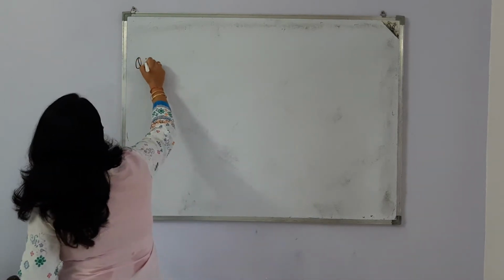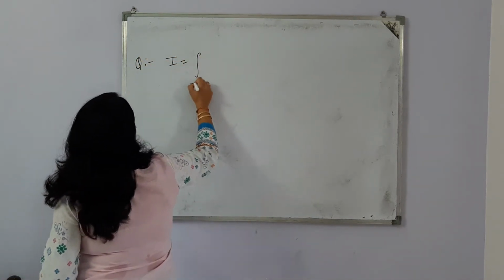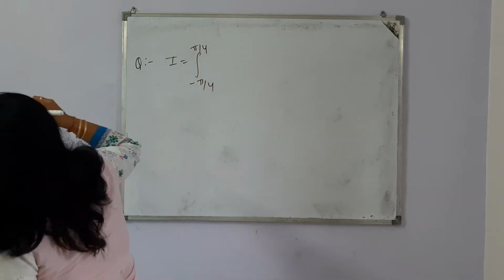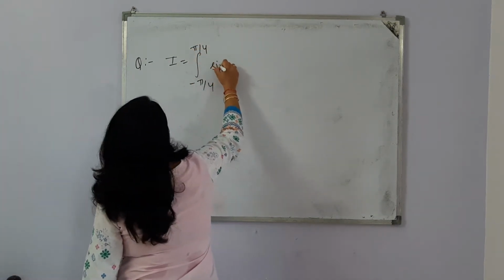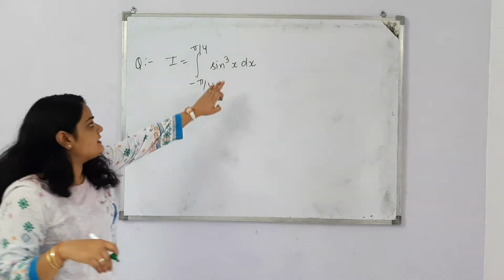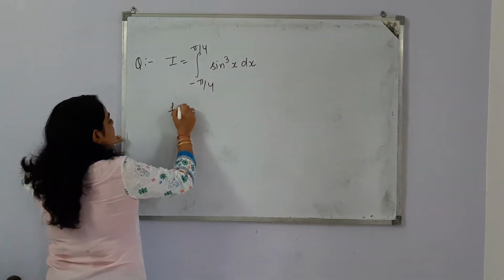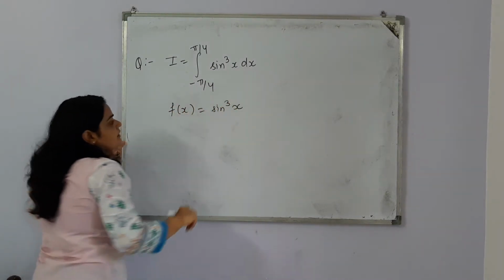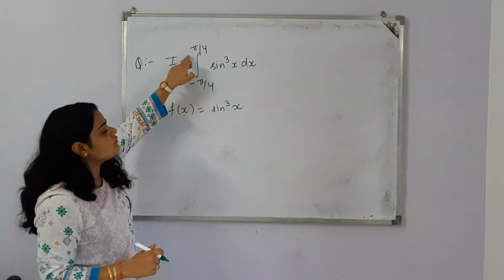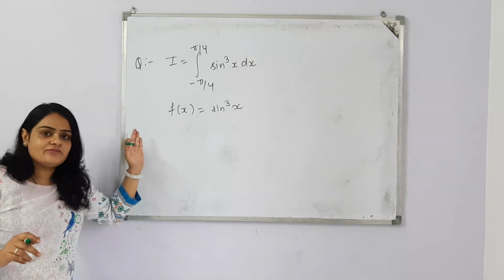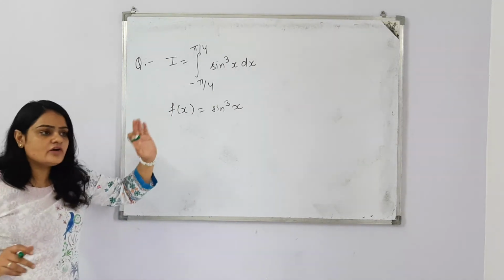The question is the integral from minus pi by 4 to pi by 4 of sine cube x dx. The function is sine cube x, and the limits are minus pi by 4 to pi by 4. That means minus a to a. We can apply that property depending on whether the function is even or odd.